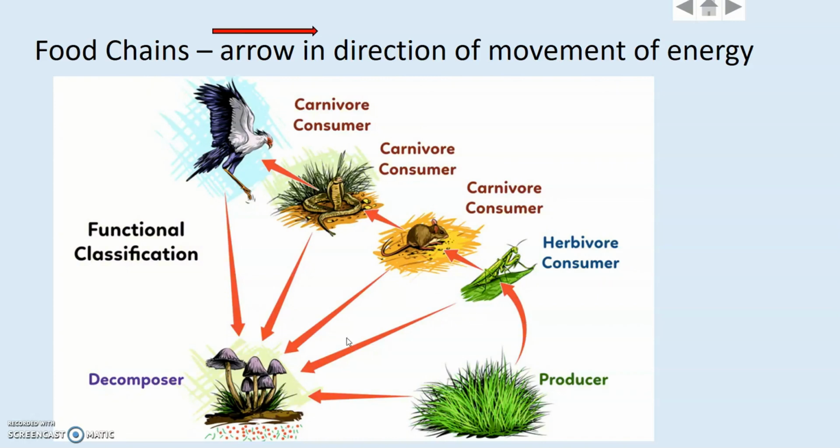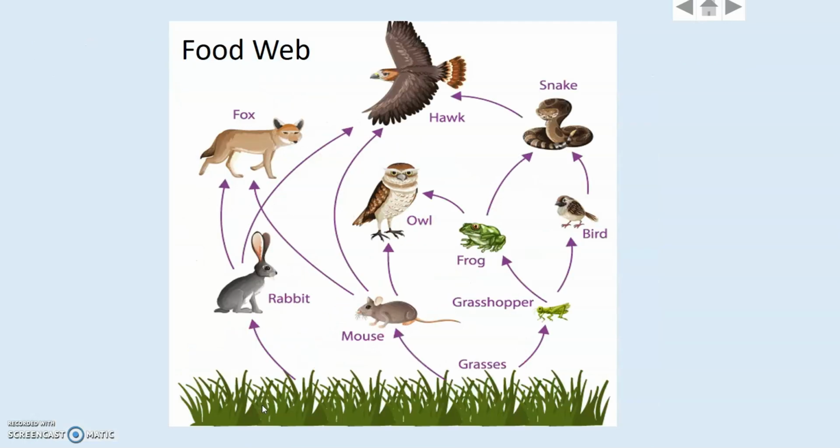Notice at each stage decomposition can occur. Dead leaves and grass lie on the ground. Dead animals, their waste products, their feces and their urine, all gets decomposed and added to the soil. And that's what should be happening in healthy soil. A single food chain.